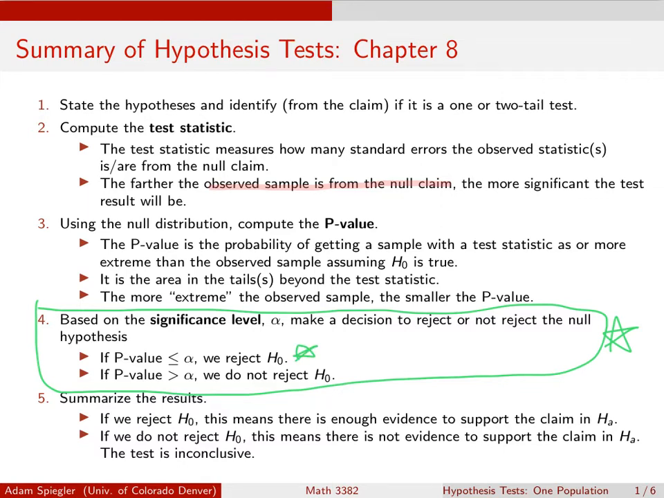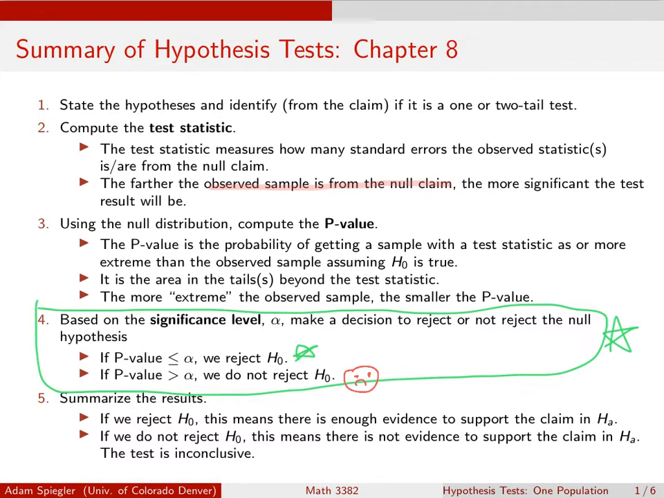If our p-value, however, is greater than the significance level, then we do not reject the null hypothesis. And so in that case, that's an unhappy face there. Okay, but that would tell us that our result is not statistically significant.